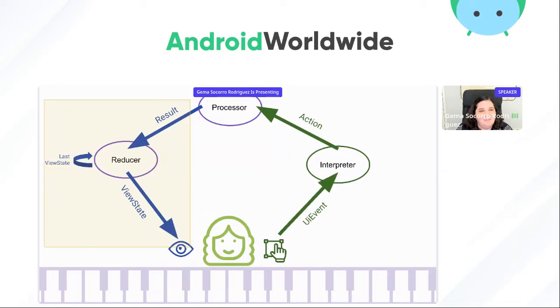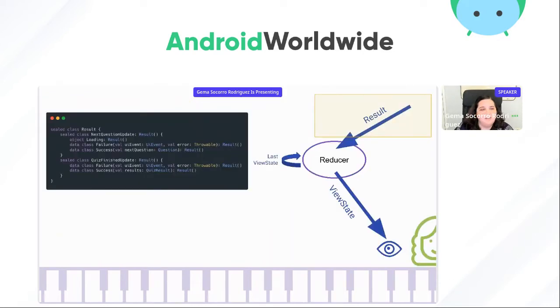And then after we get this result, we are going to process it with the last view state to generate a new view state using the reducer. For example, I have just two example results here. The next question update will be the result that we get before answering any of the questions, and in the case that we get the question successfully, it will contain the next question.